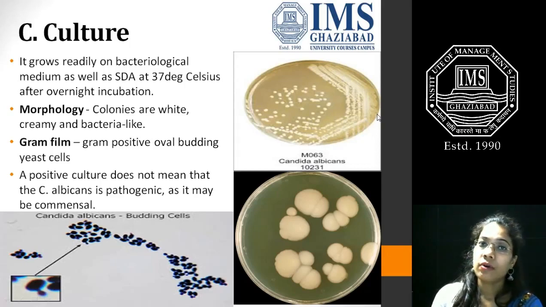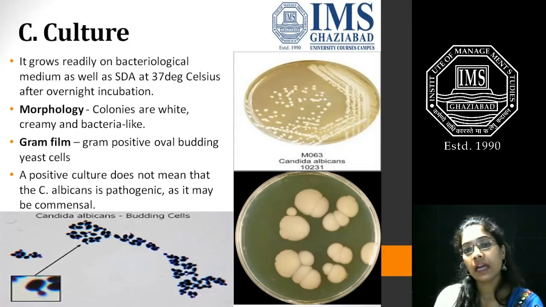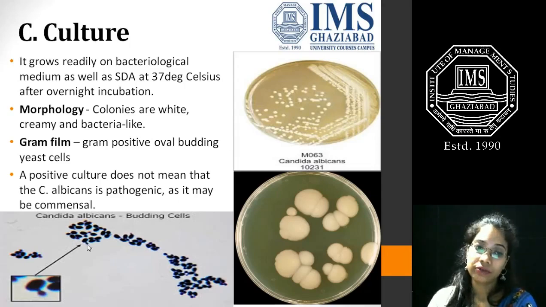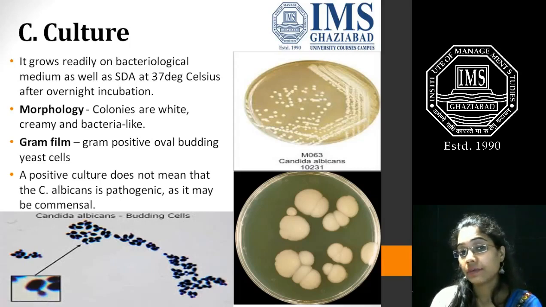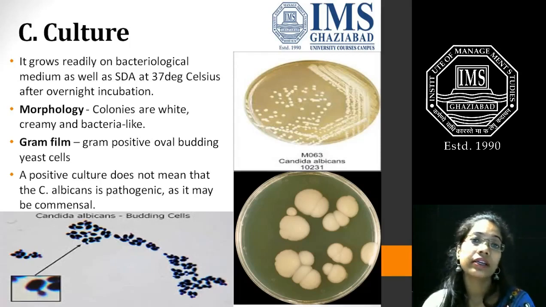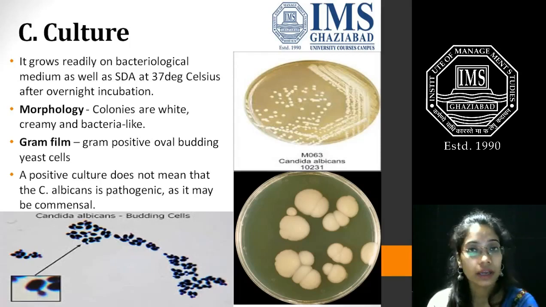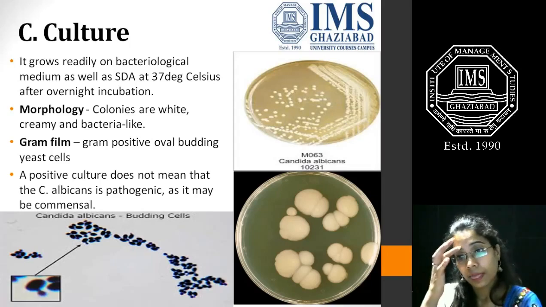If we talk about gram staining, it appears as gram-positive oval budding yeast cells. You can see here, gram-positive, that is purple in color, oval-shaped, with budding structure. A positive culture doesn't mean that Candida albicans is pathogenic, as it may be commensal. As we discussed in the first slide, these are basically commensal organisms, but if their growth occurs in excess, then they may cause disease.